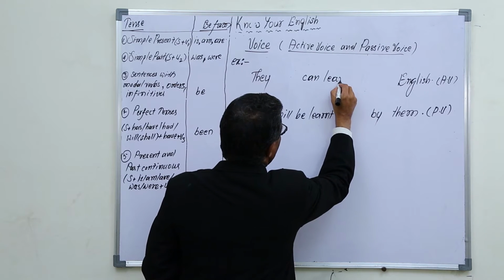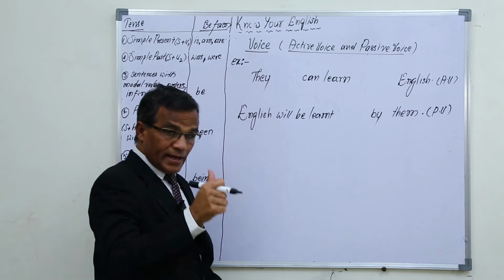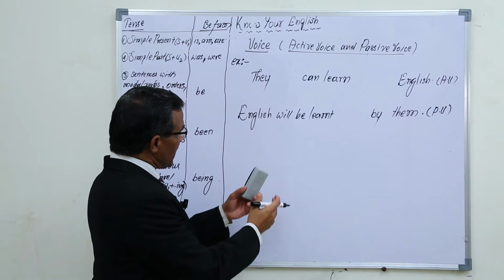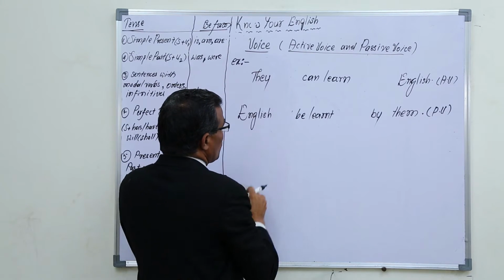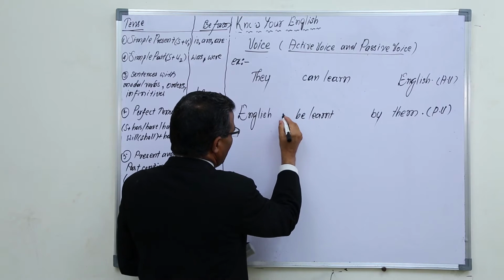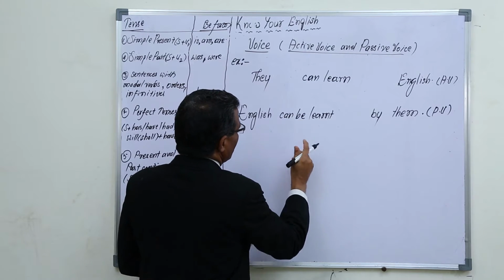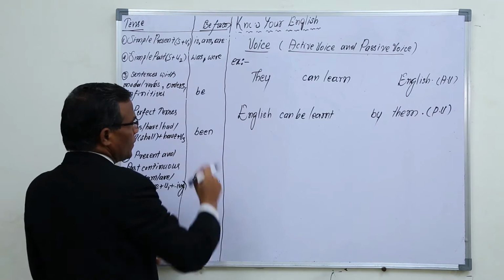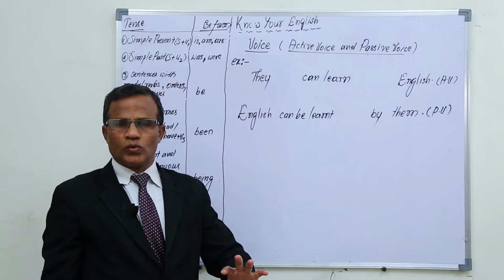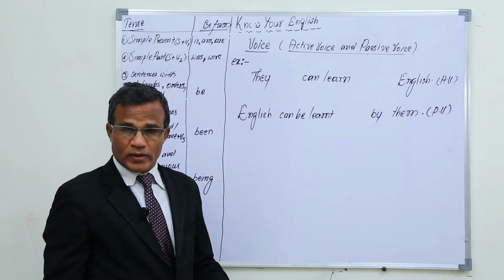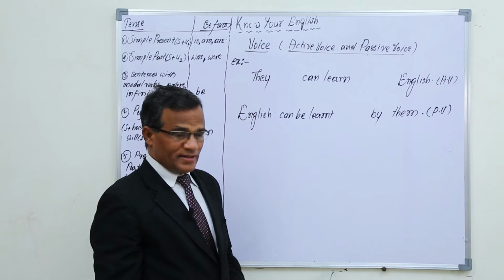They can learn English. Again, English, instead of will, what is here? Can is there. English can. Again the same modal verbs, no? Will, shall, may, might, can, could, has to, have to, had to. All these are modal verbs only. We have already learnt all these things.